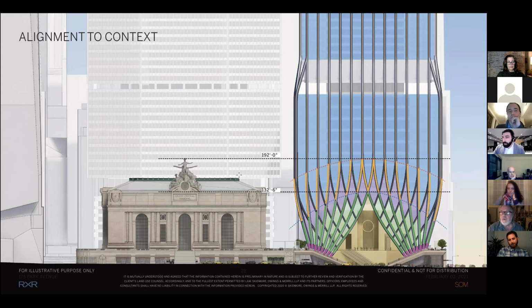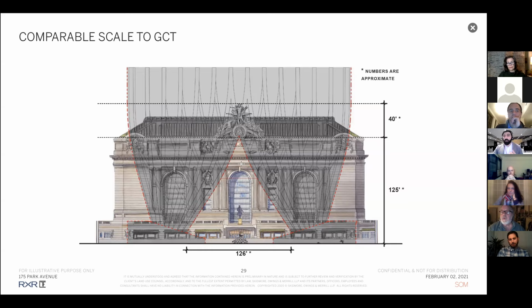And moreover, once you overlay our building above the terminal, you also see that that central triangular figure, again, is of a similar scale, if not a little bit smaller, to the scale of the terminal itself. And so those two things resonate with each other in terms of proportions, and we think that that creates harmony.